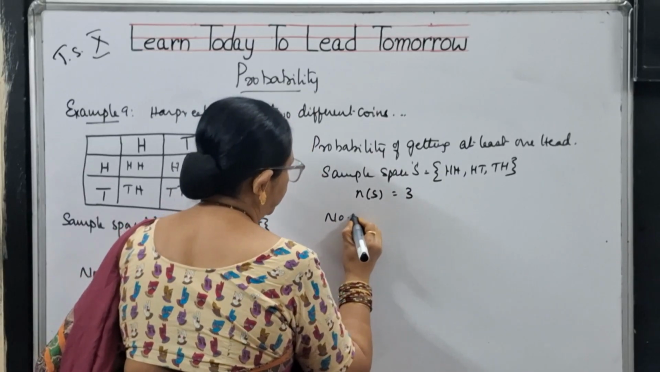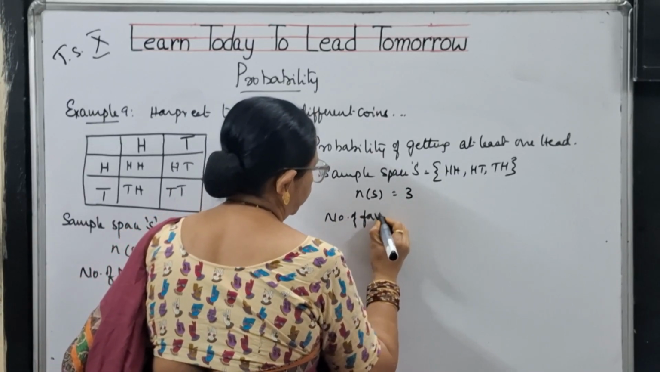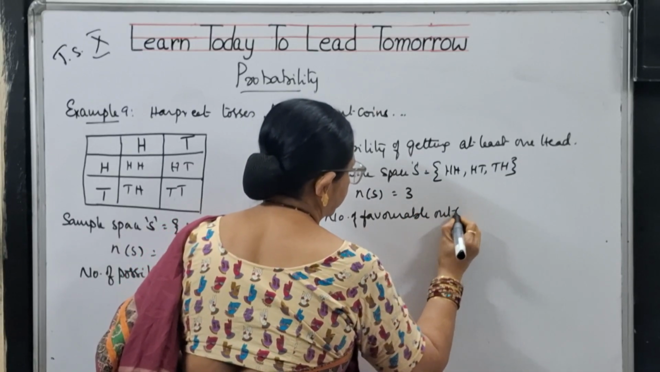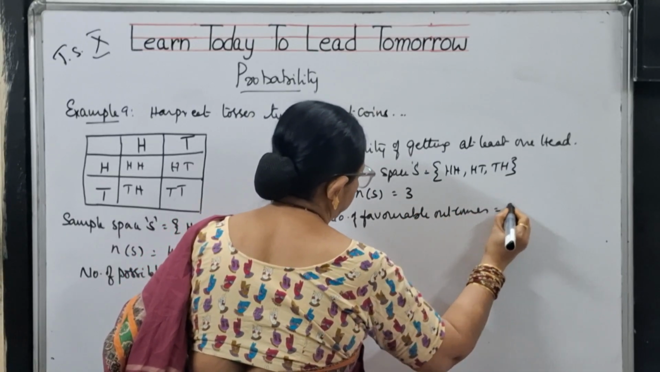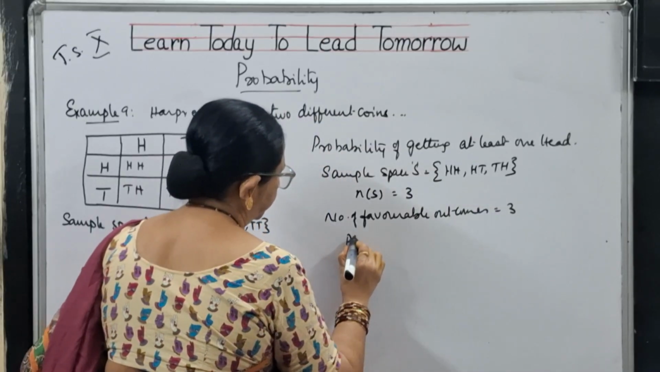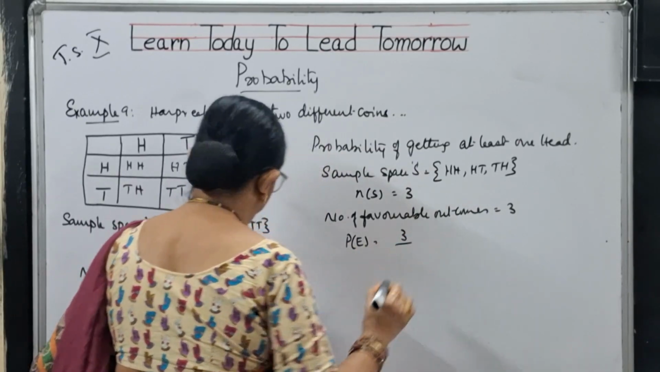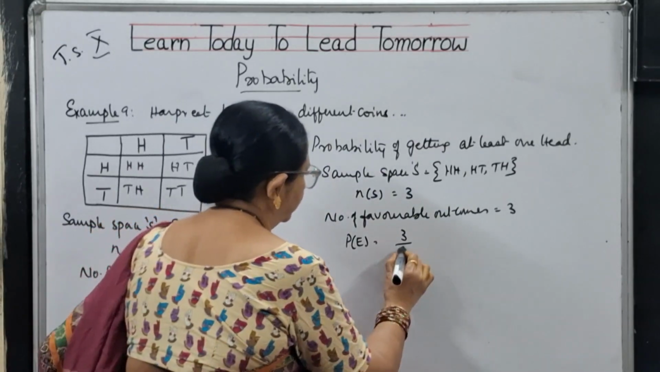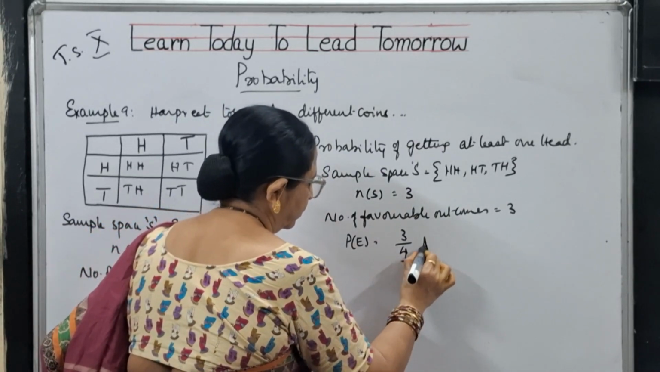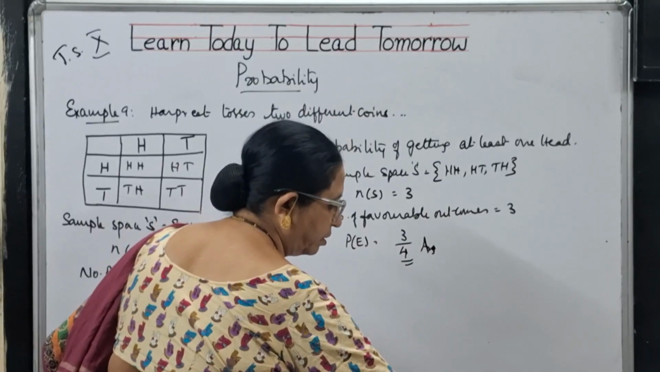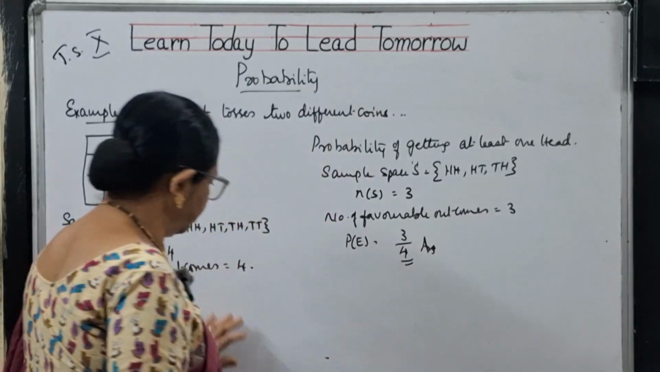That means the number of favorable outcomes is equal to 3. So what is the probability of the event? It is nothing but 3 by 4. So 3 by 4 is the answer for this problem, children.